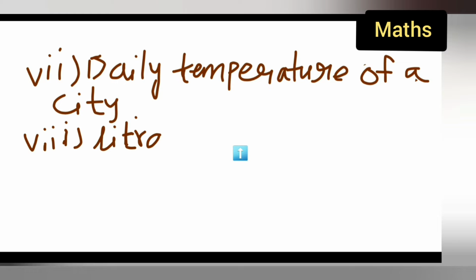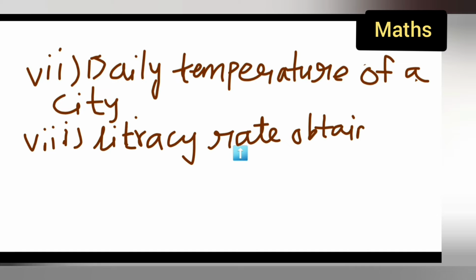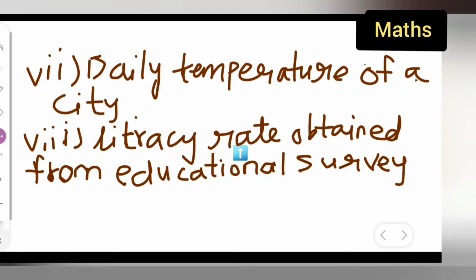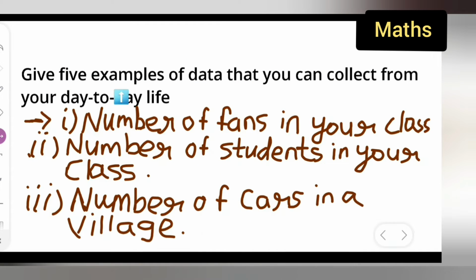Next is the literacy rate obtained from educational survey. So what is given to you all? The eighth one is literacy rate obtained from educational survey. In the question it was only asked to give 5 examples of data that you can collect from day-to-day life. I have given you a total of 8 data, and you can write any 5.